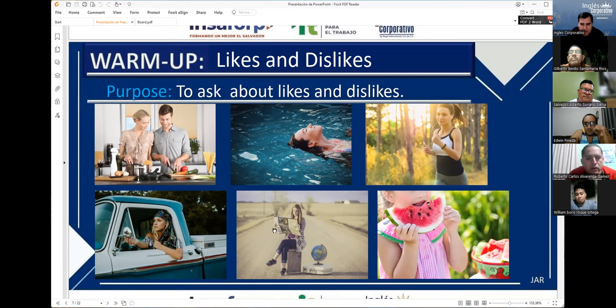And in picture five, she's reading a map and she's traveling. She's lost. Picture six: the girl is eating some watermelon.